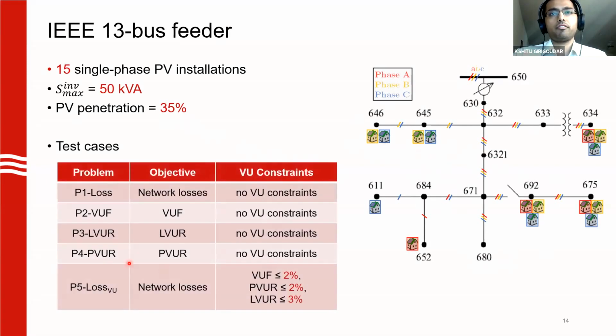We'll basically look at 5 problems or test cases. Problem 1, P1 loss, is where we minimize network loss and we don't really look at unbalance. P2 to P4 minimize the 3 different unbalance metrics that I talked about before. P5 is where we minimize loss, but we now have unbalance as constraints. And all these 3 values that you see here are the limits specified by the corresponding standards.